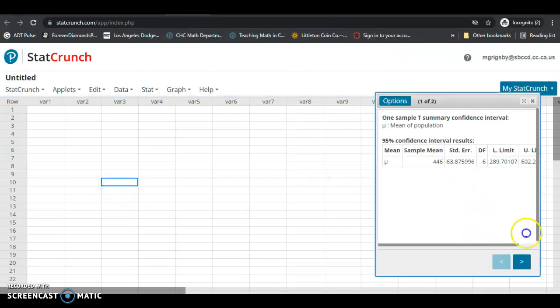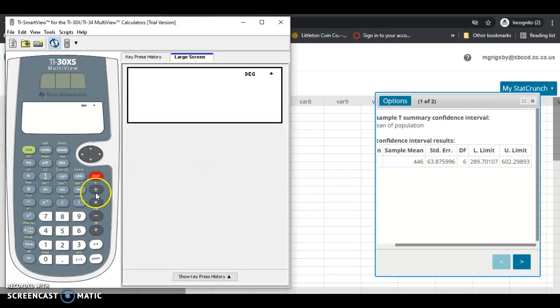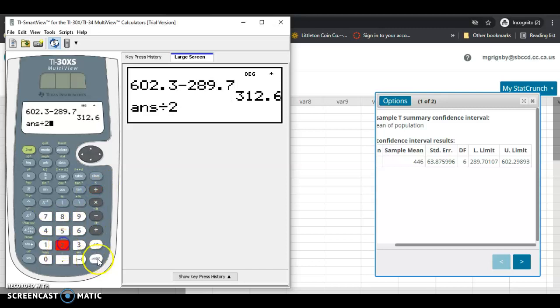is you take the upper limit minus the lower limit, and then divide the difference by 2. So you have 602.3 minus 289.7. Enter, and then divide that by 2. So in other words, I'm rounding these to 1 decimal place because our final answer is rounded to 1 decimal place. So to 1 decimal place, the margin of error would be $156.30.